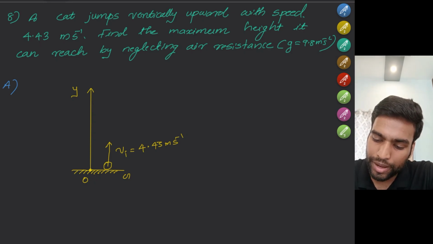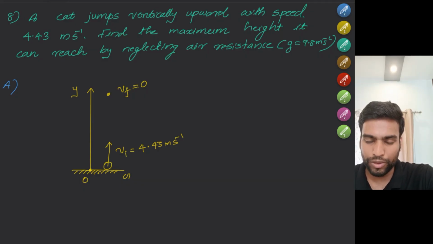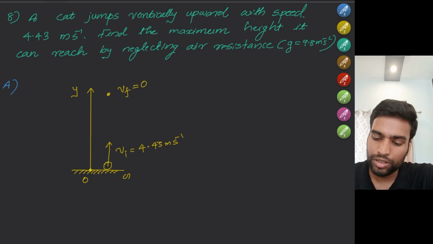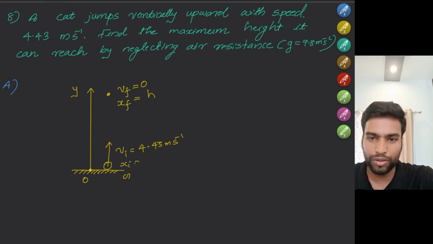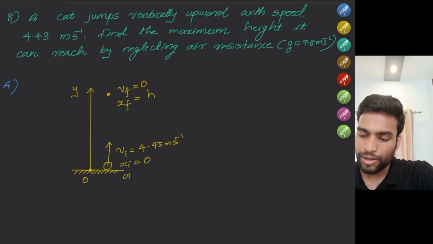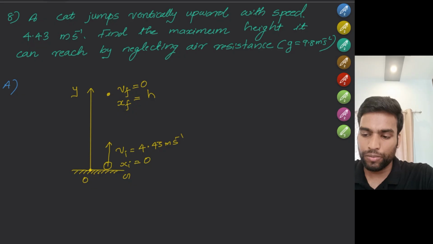So when it reaches the maximum height, of course the speed will be 0, or the velocity will be 0. After that only it will have a negative velocity and it will finally reach the ground, correct? So that position I can call xf, which is the required height from the ground, and xi is nothing but 0 because it jumped from the ground, correct? Now remember, in this question there is no time information, correct? So which equation of motion doesn't have a time term? Think about it.